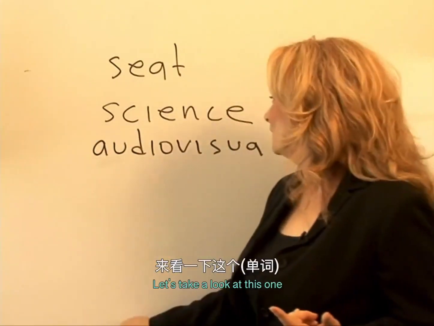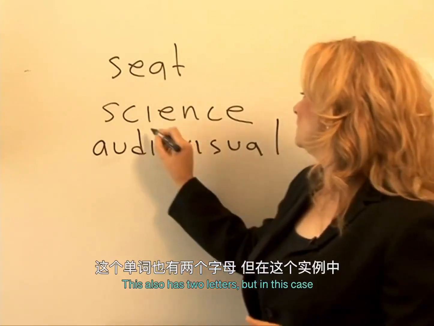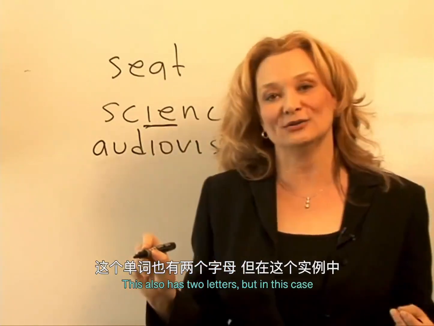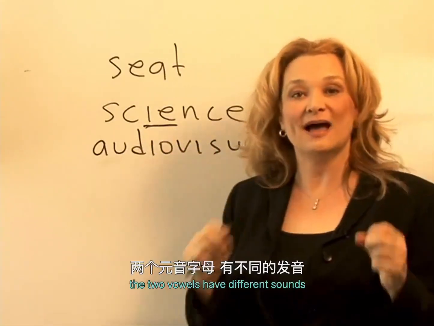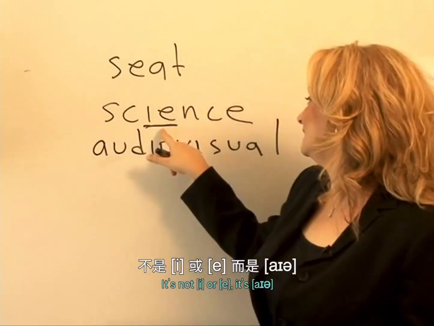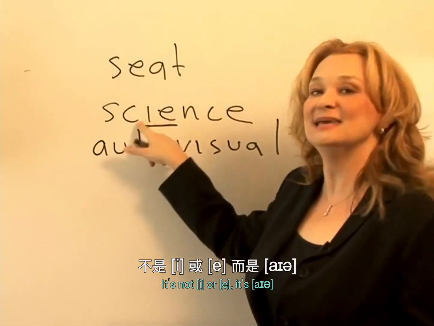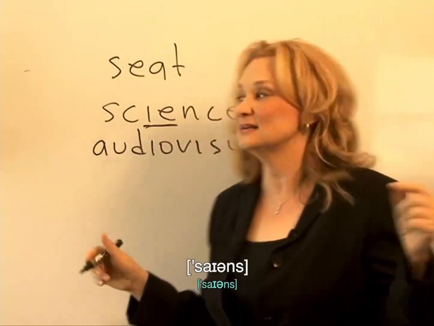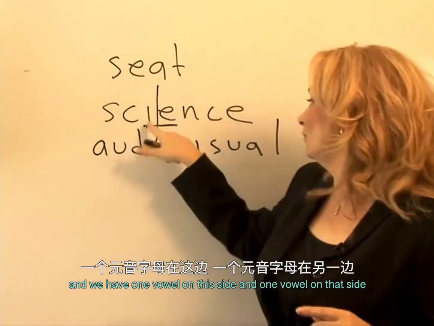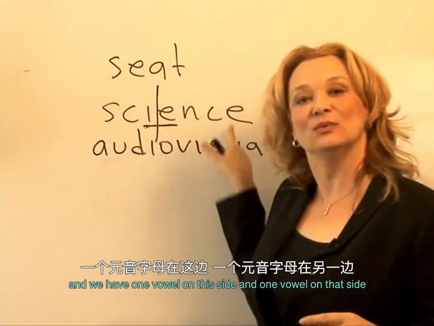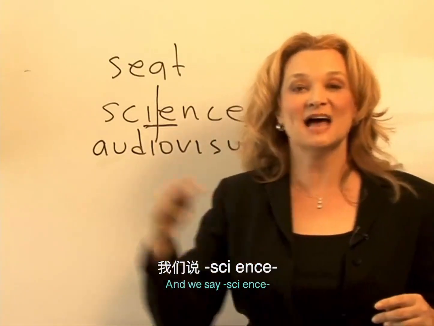Let's take a look at this one. This also has 2 letters, but in this case, the 2 vowels have different sounds. It's not E or A, it's I-ye, science. We break up the word right here in the middle, and we have one vowel on this side and one vowel on that side, and we say science.